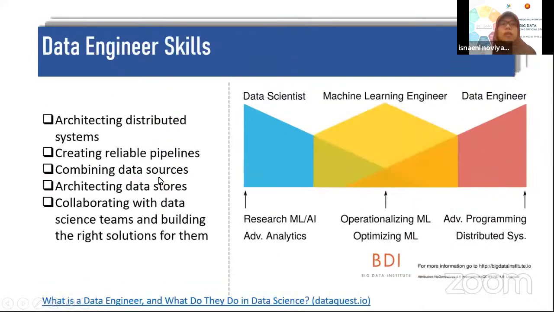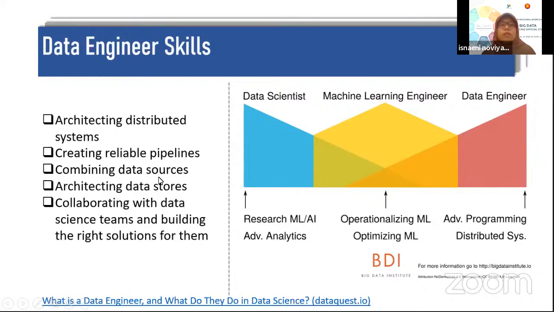So these are the data engineer skills. These are the main skills that must be owned by a data engineer. The first is architecting distributed systems. For example, distributed systems will be explained by my colleague Hanif. The data engineer must know the difference between a distributed system and a conventional or traditional storage and processing system. And the second is creating reliable pipelines.